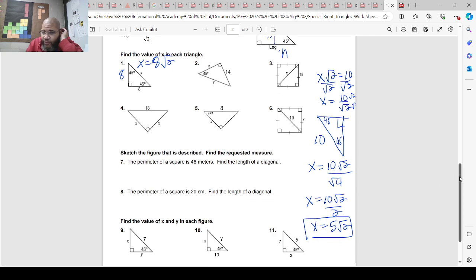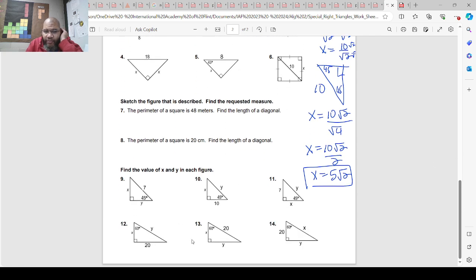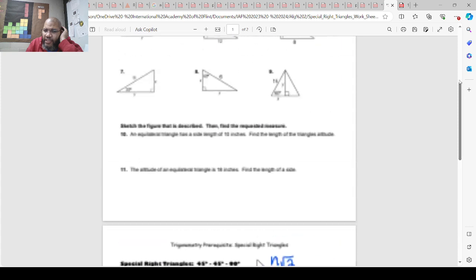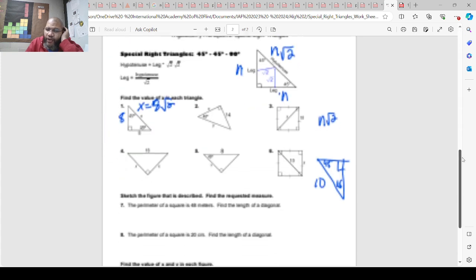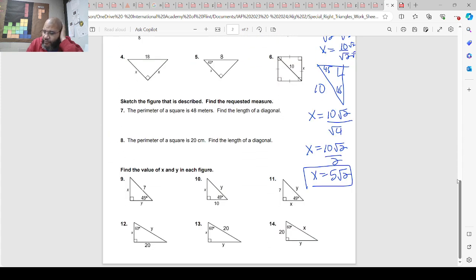Now, we've got similar problems right here, but these are assorted, and you need to do these. So that's our first front and back sheet. Any questions? I don't know. Okay, so then let's go to our next sheet.